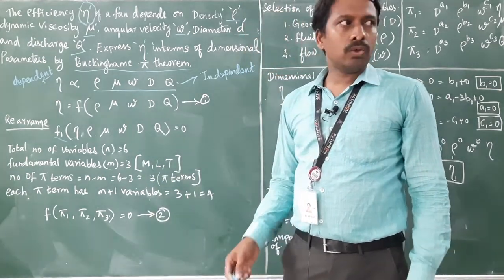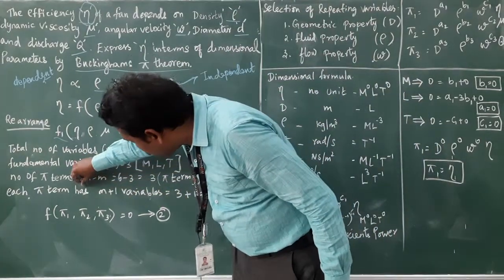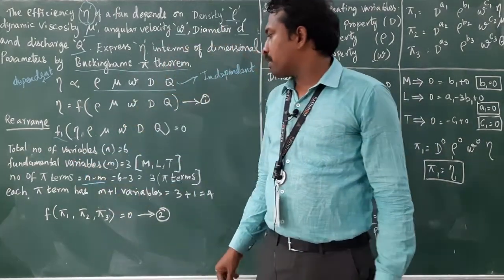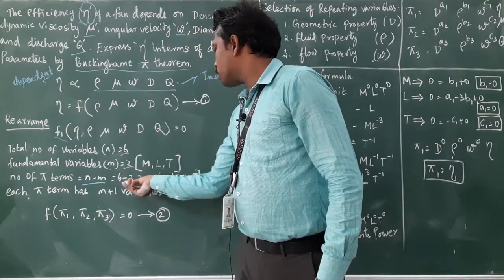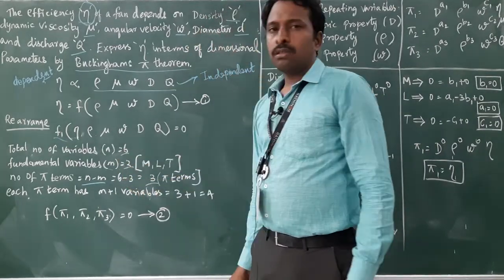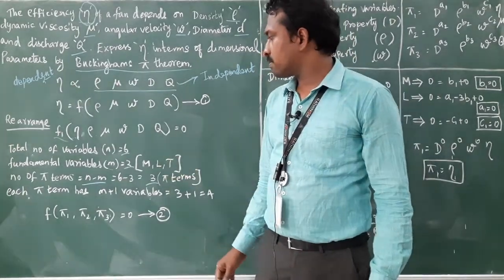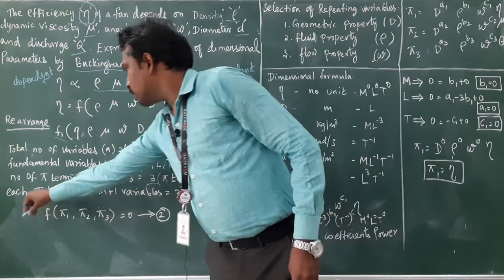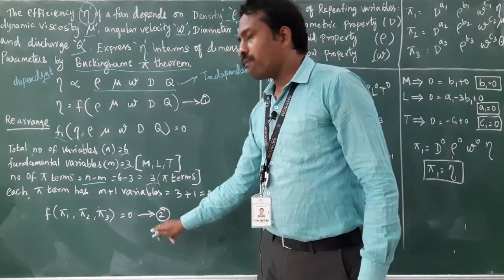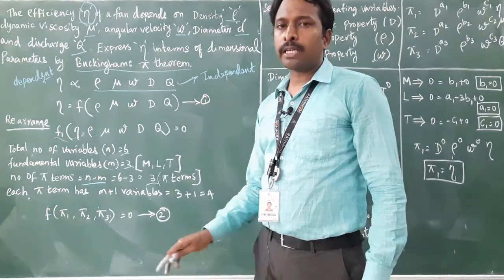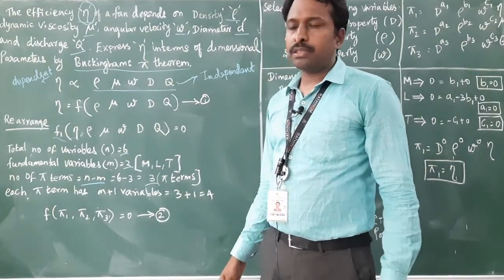Then we need to find out the number of terms. The number of terms can be found by n minus m. Here n is 6, m is 3, so 6 minus 3 is 3. So in this problem totally we are having 3 pi terms. Next, each pi term has m plus 1 variable. These steps are common for all Buckingham's pi theorem problems, only the total number of variables will change.